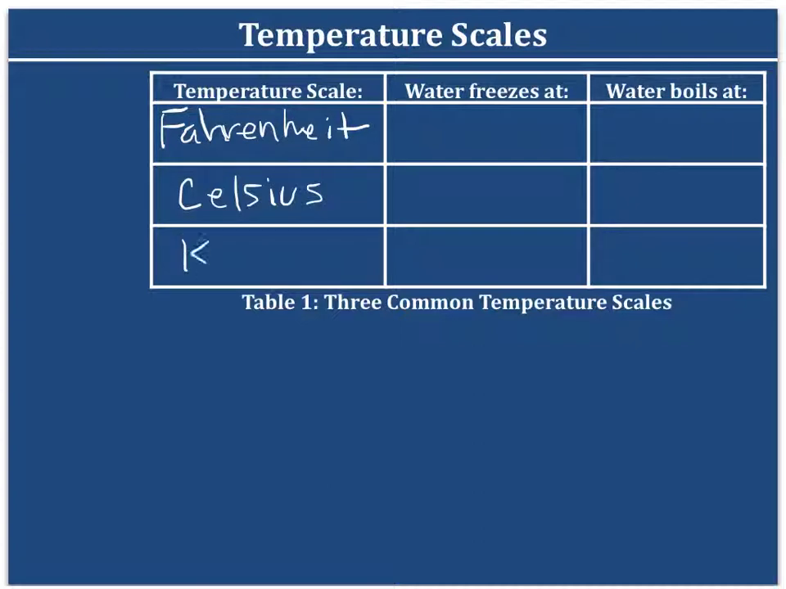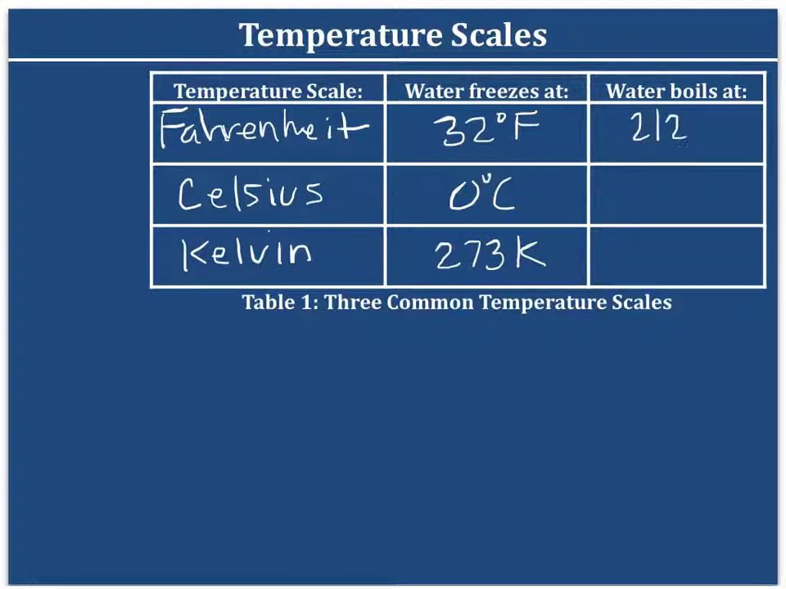And then Kelvin, which is used in the sciences. So if we're thinking about what temperature water freezes at on the three different scales, for Fahrenheit it's 32 degrees Fahrenheit, for Celsius it's 0 degrees Celsius, and for Kelvin it's 273 kelvins. And then let's do what temperature water boils at. So Fahrenheit, 212 degrees Fahrenheit, Celsius, 100 degrees Celsius, and Kelvin, 373 kelvins.